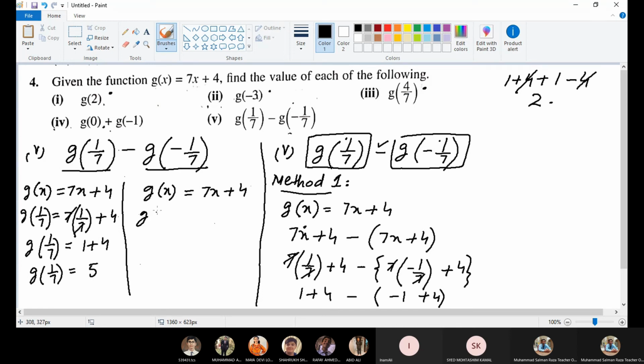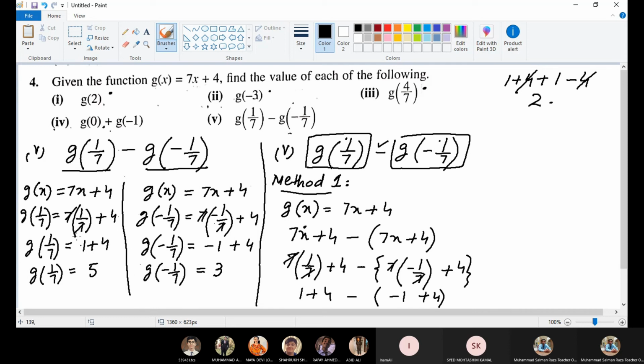Okay. Now g of minus 1 over 7, and it is like 7 times minus 1 over 7 plus 4. 7 and 7, they are cancelled out. So g of minus 1 over 7 is going to be minus 1 plus 4, and this is going to become 3. So over here you can see that g of 1 over 7, the answer is 5, and I put the minus sign over here, and I got the answer. g of minus 1 over 7 is 3. So I'm going to write 3 over here, and 5 minus 3 is 2, which was 2 over here.